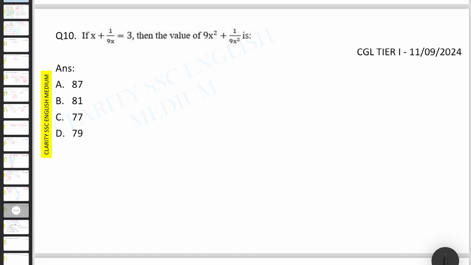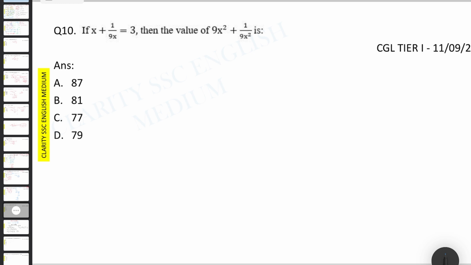I told you to write this in the form of x plus 1 by x or x minus 1 by x. Here, we need to see it in the multiple of a square. What is this? 9x squared is nothing but 3x squared. Again, this is 3x squared. So first we need to see it in the form of 3x squared. In order to see this expression in the form of 3x squared, we need to multiply by 3. Multiply by 3. What will you get?